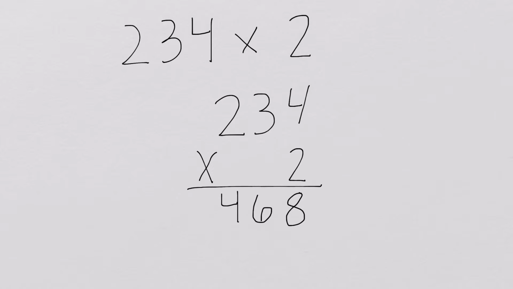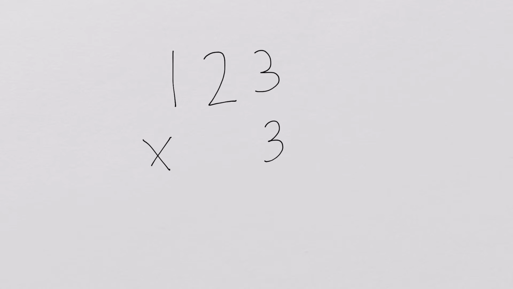So we have 234 times 2 is equal to 468. That's our answer. Let's try a different one. This time we have 123 times 3.